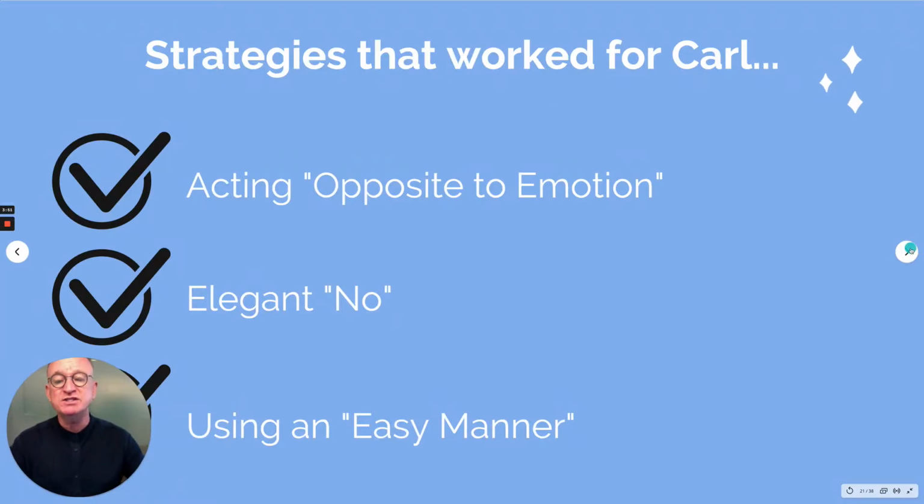The strategies that worked for Carl are acting opposite to his emotions, learning to say no without ever using the word, and using an easy manner in response to negative emotions that he feels or when he feels triggered by somebody else. Let's talk about what that means.